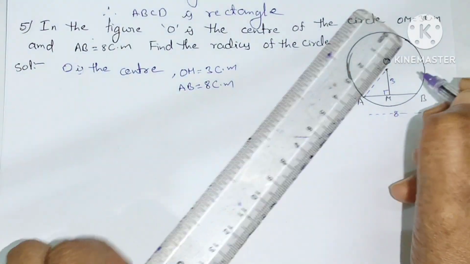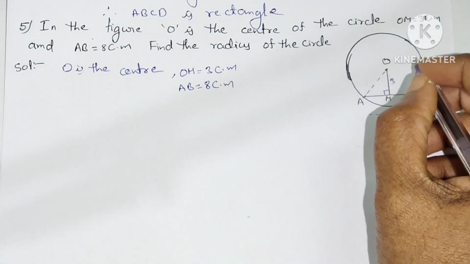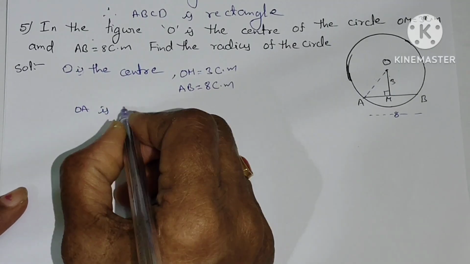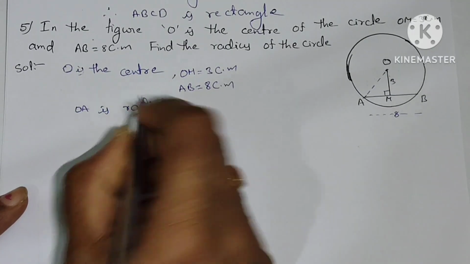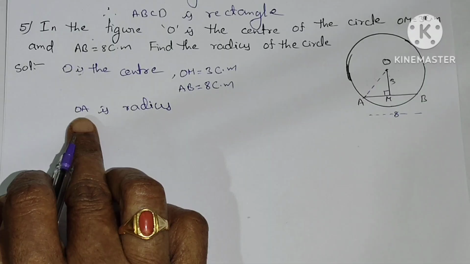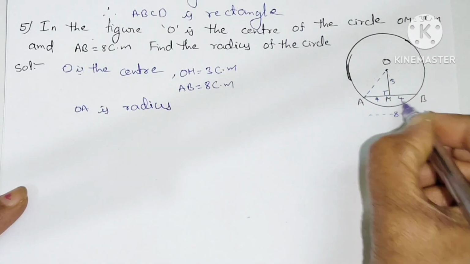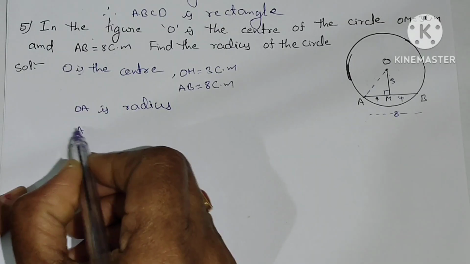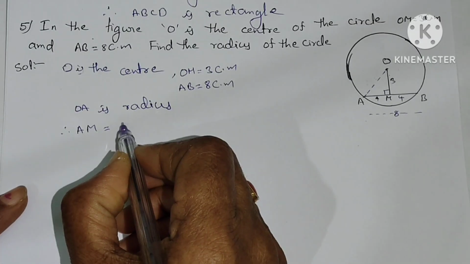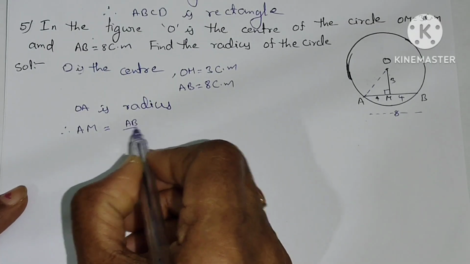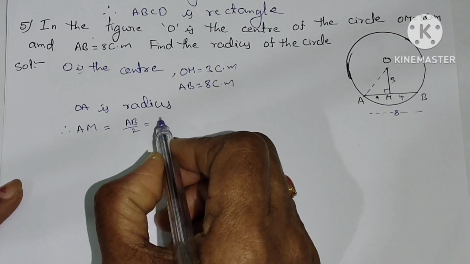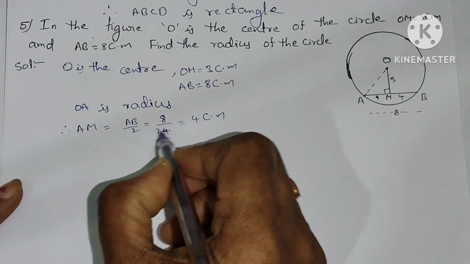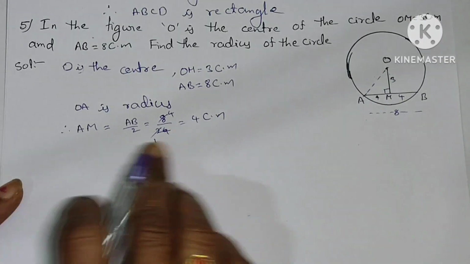So this is the right angle triangle. AO is a radius. So now here we find the OA length. So here 4 centimeters, 4 centimeters, A to B 8 centimeters. So here A to M, therefore AM equal to AB by 2. So AB by 2 means 8 by 2, that equal to 4 centimeters. 2 4s are 8, so 4 centimeters.